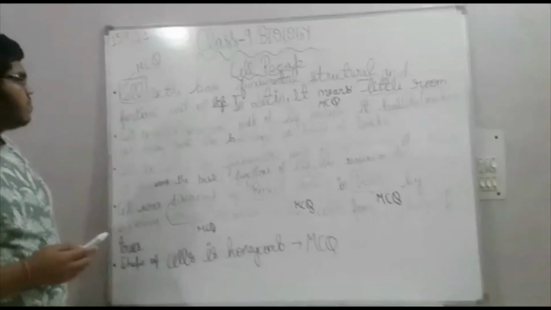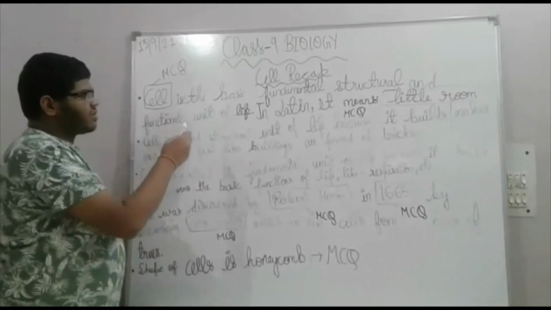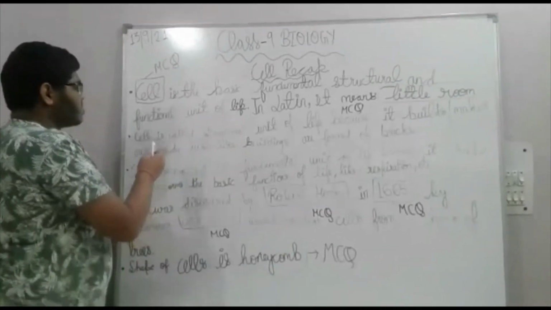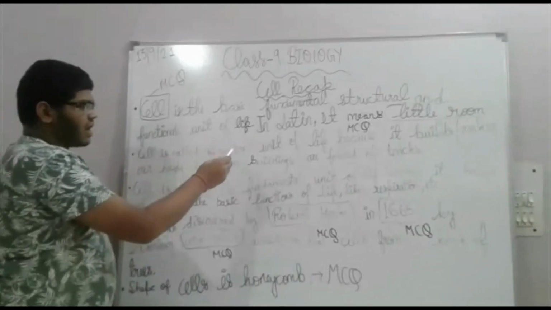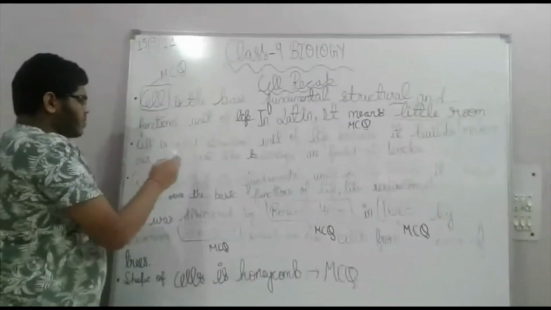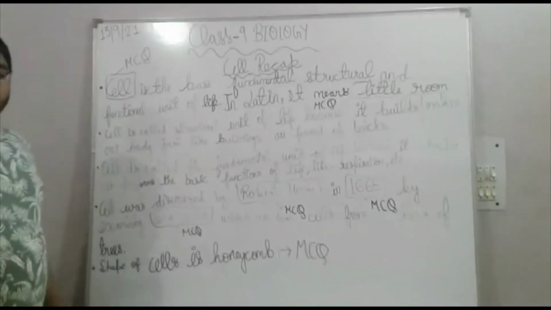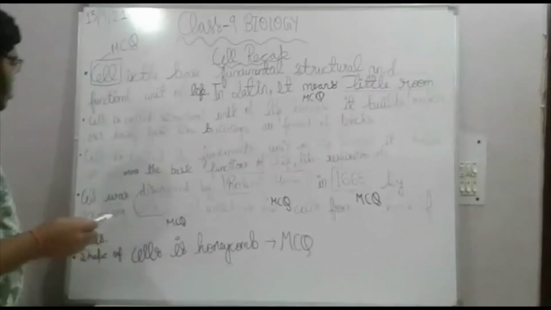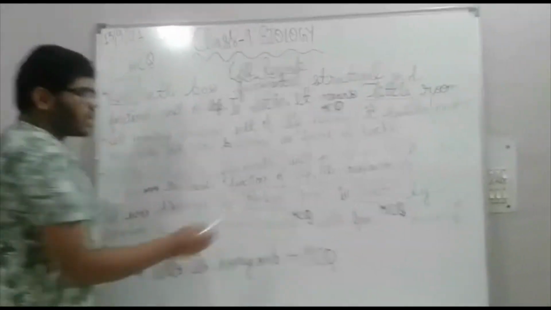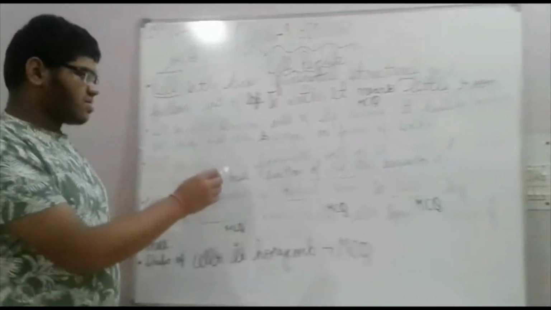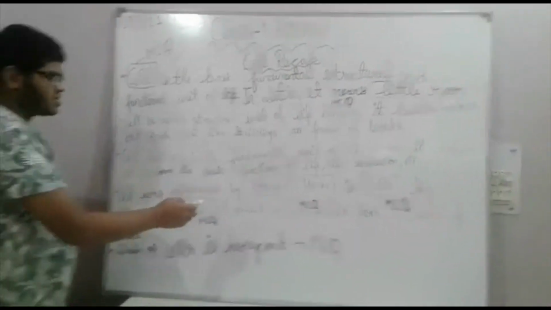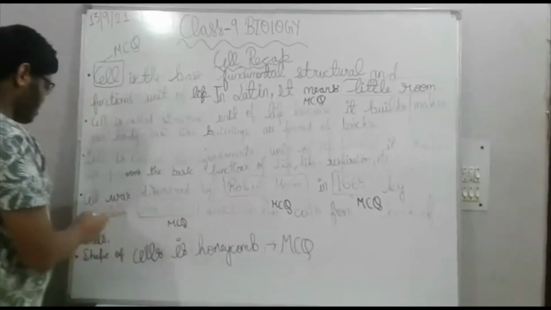Now another question would be why is the cell called the structural unit of life? The cell is called the structural unit of life because it builds our body just like buildings are formed of bricks. Then we also studied who discovered the cell. The cell was discovered by Robert Hooke in 1665, by examining cork cells, which are dead cells from the bark of trees.